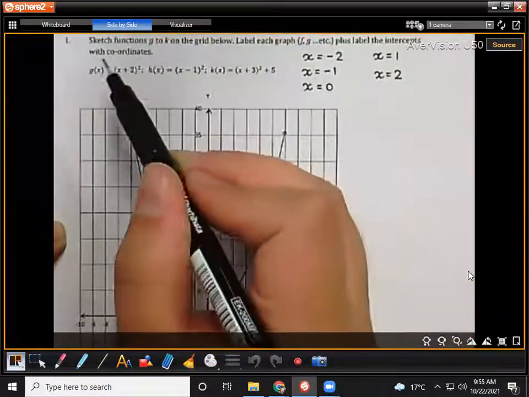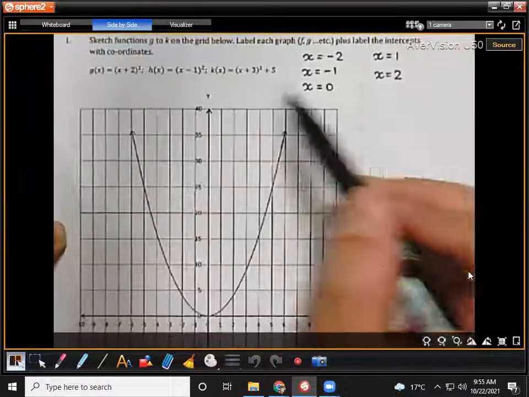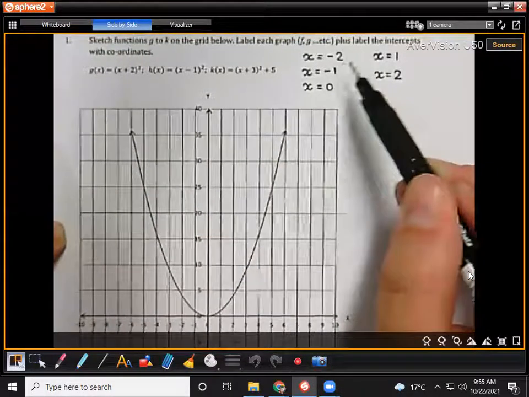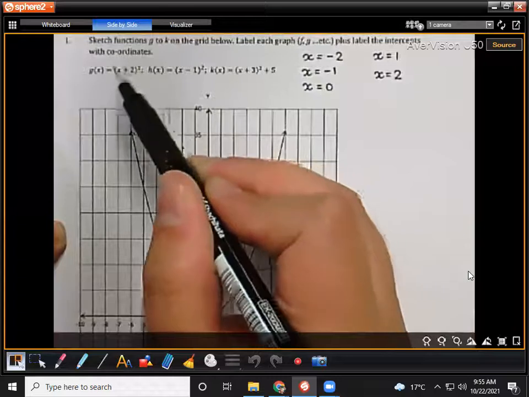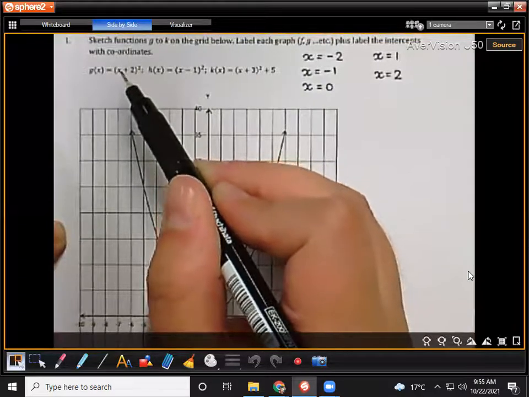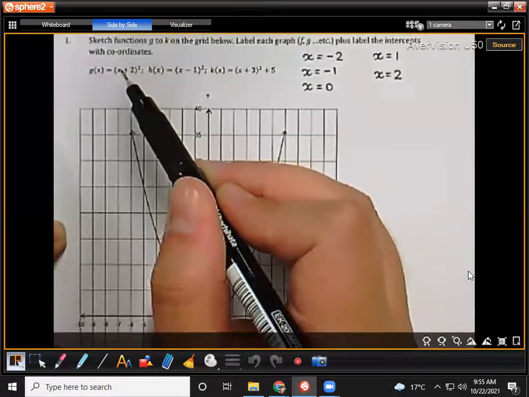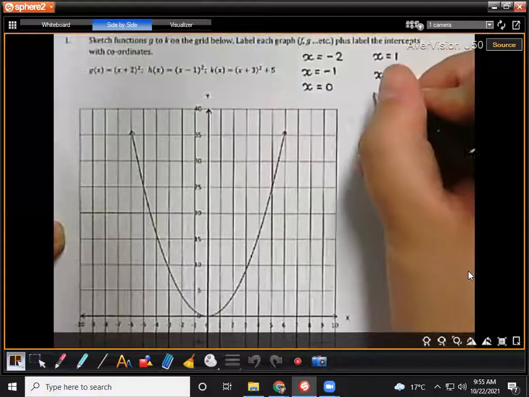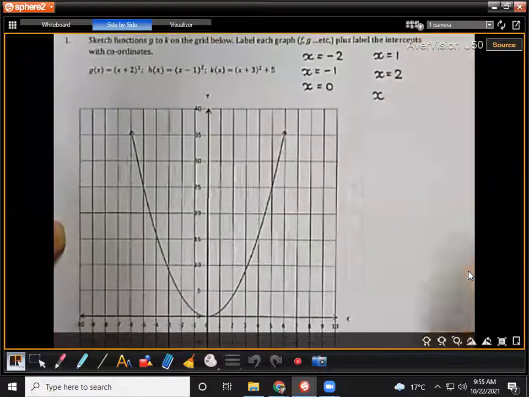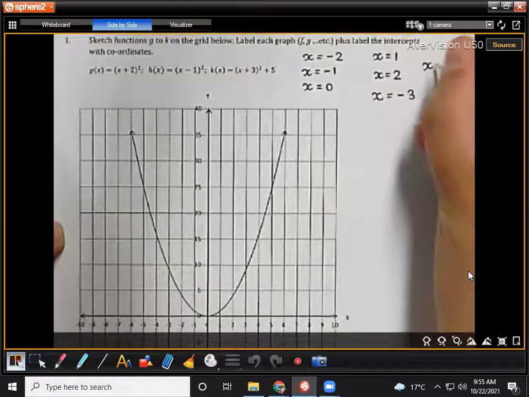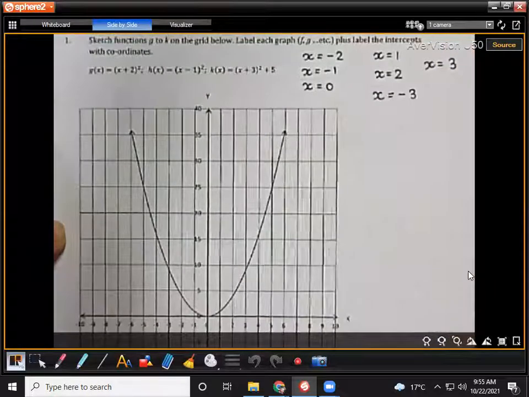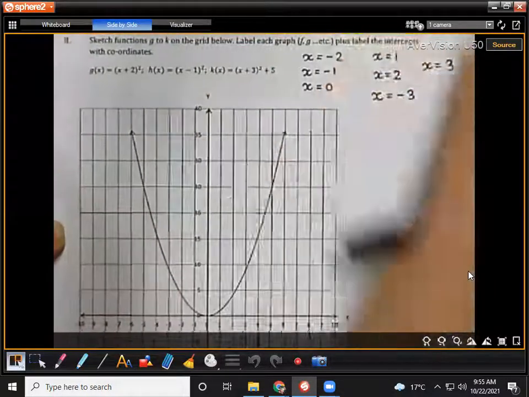You're going to take your calculator, or you can do it in your head if you want to. You're going to sub in x equals -2 into this equation. Let's add some, because that's going to give you 0. Let's also do -3 and +3.